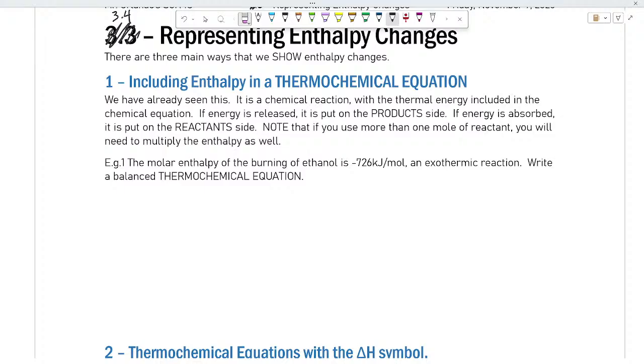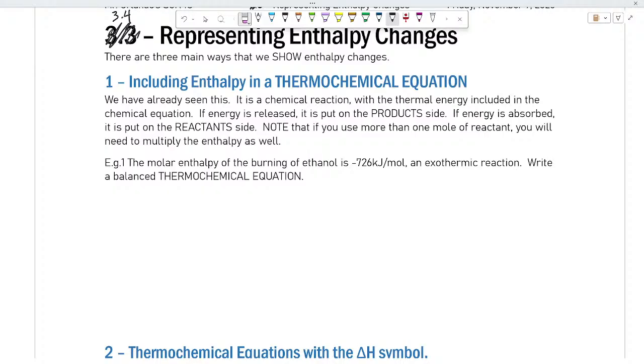And I want you to write a balanced thermochemical equation for this. I'm going to have you guys try this. And again, the reminder is that if something is exothermic, where should the energy live in the equation? It should be a product, right? Because if a reaction is exothermic, we're saying that it releases energy. So it's part of the products. On the other hand, if the reaction had been endothermic, where would we include the energy? In the reactants.